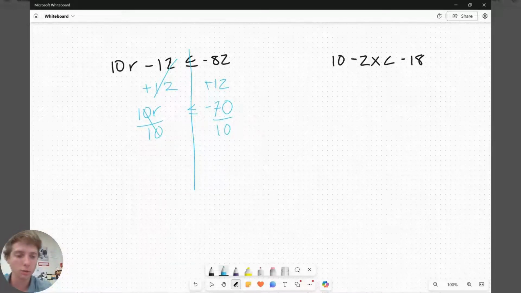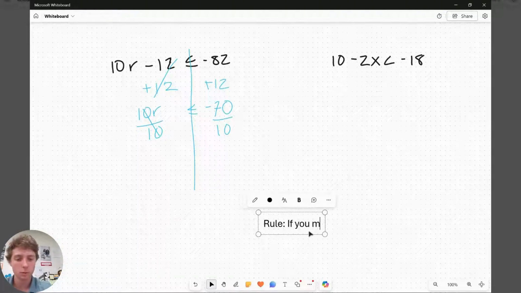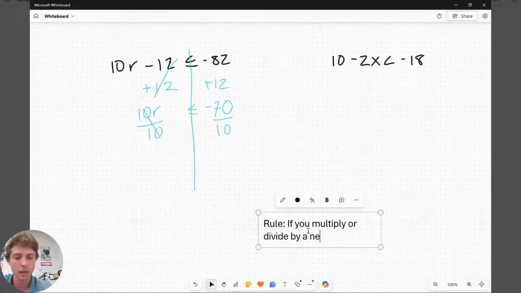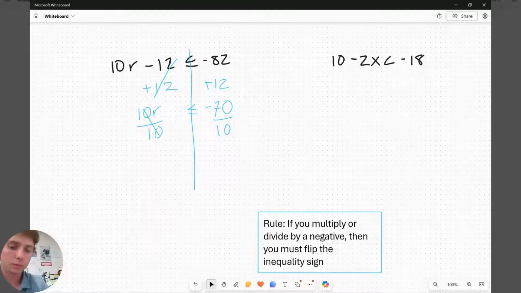However, when you go through this, though, there is one very, very specific rule. That specific rule is as follows. If you multiply or divide by a negative, then you must flip the inequality sign. Well, let's break down that rule. That's a very, very important rule for this process.